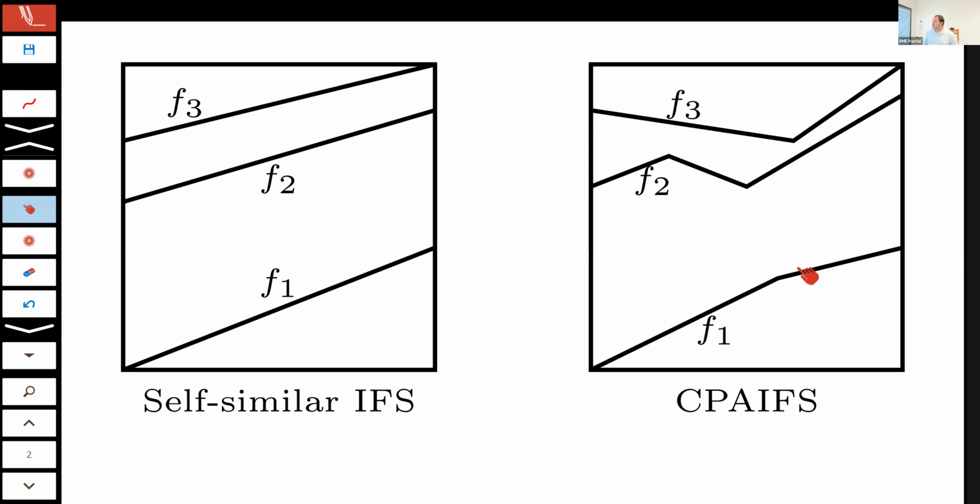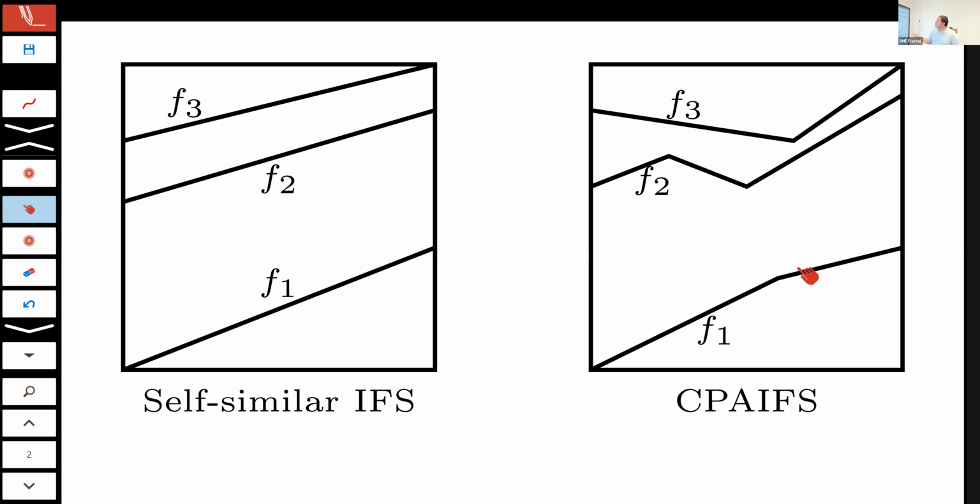On the left, you see a self-similar iterated function system, one of the most deeply investigated objects in the field of fractal geometry. You know a lot of things about these kinds of iterated function systems. It's pretty easy to define such an IFS. Each function is a similarity, which means that they have a constant slope and some translation parameter. Now, the change we need to make a step forward and define a continuous piecewise affine one is very simple. We just break the slopes of these functions. That's how we obtain such an iterated function system.